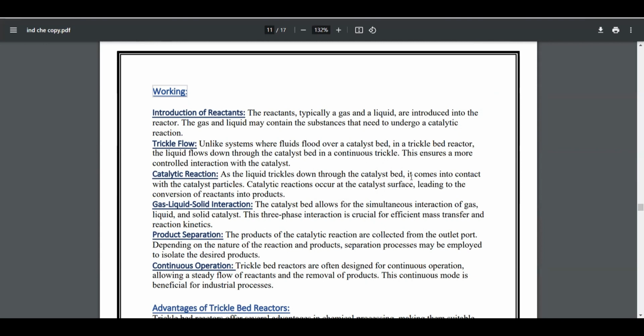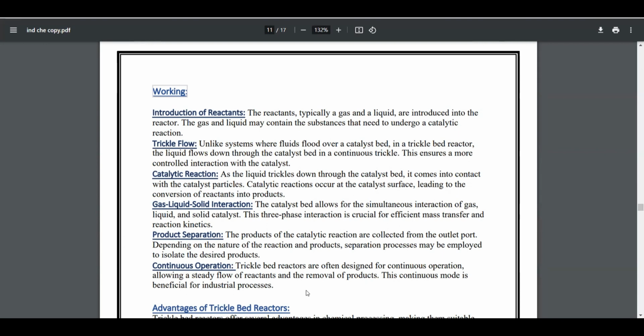Then there occurs the catalytic reaction. Liquid moves down the catalyst bed. It will come into contact with the catalyst particles, and then the catalytic reaction will occur at the surface of the catalyst, which will lead to the conversion of the reactant into the product. These products are then removed from the reactor with the help of the outlet port, and depending on the nature of the reaction and the product, separation processes may be applied to isolate the desired product.